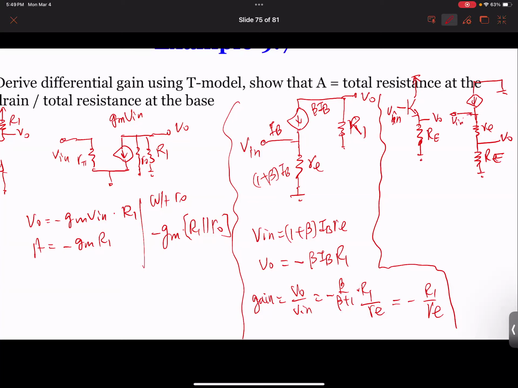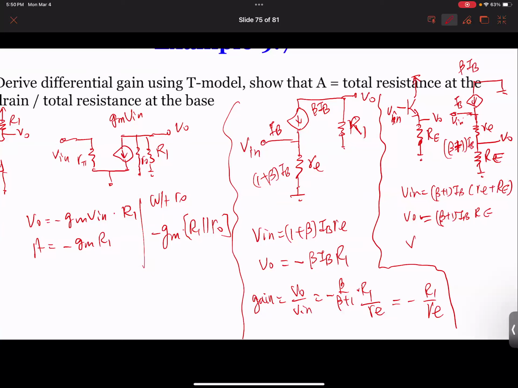So in this case, they will do the same thing. They will do the IB at the base, and then at the collector, it's IB times beta, and at the emitter, it's beta plus 1 times IB. So suppose there's nothing connected over here. Suppose there's nothing connected at VO. You can easily calculate V in equal to beta plus 1 times IB times (re plus RE). And you have V out equal to beta plus 1 times IB times RE.